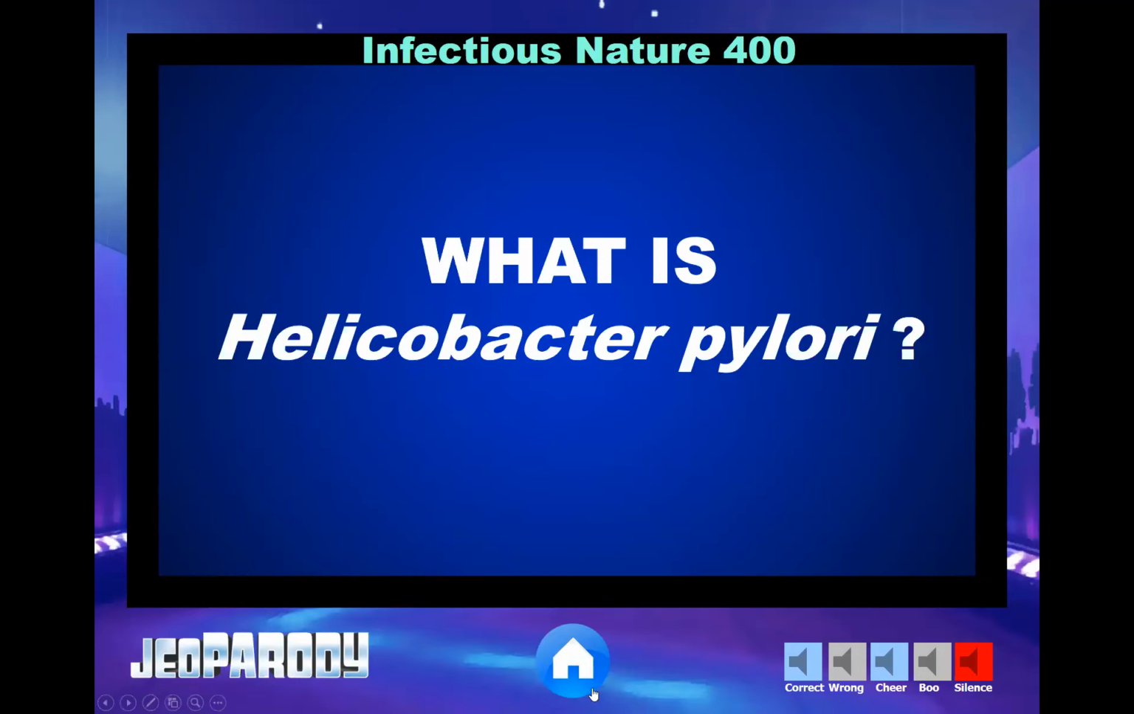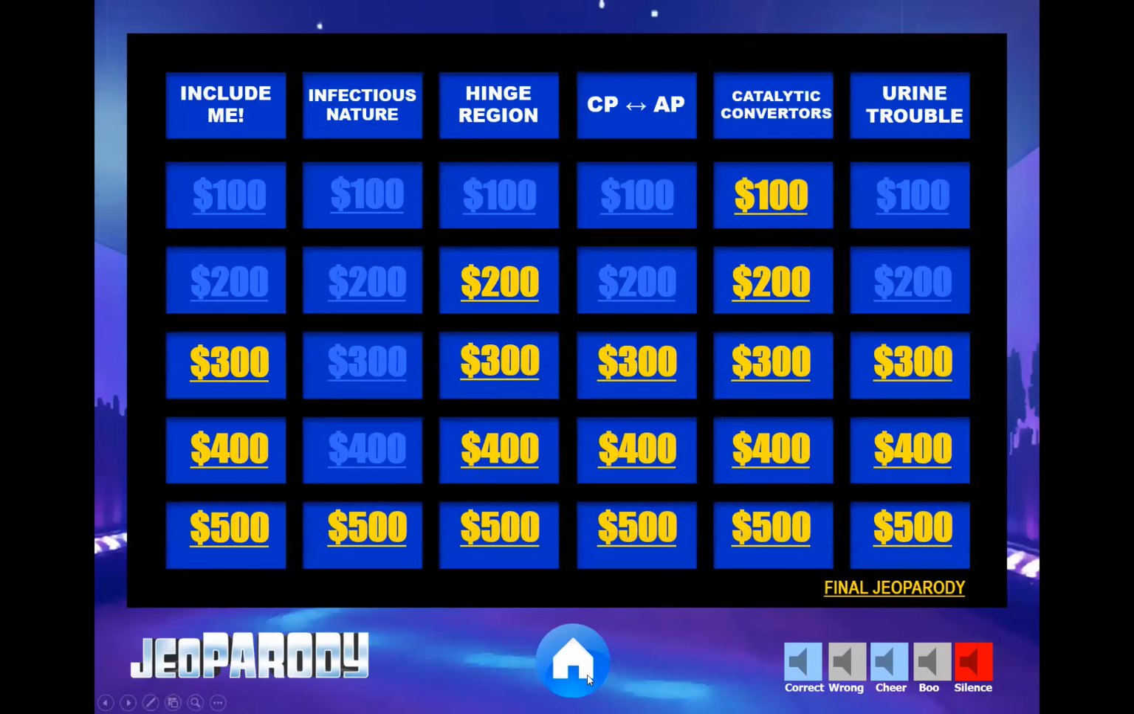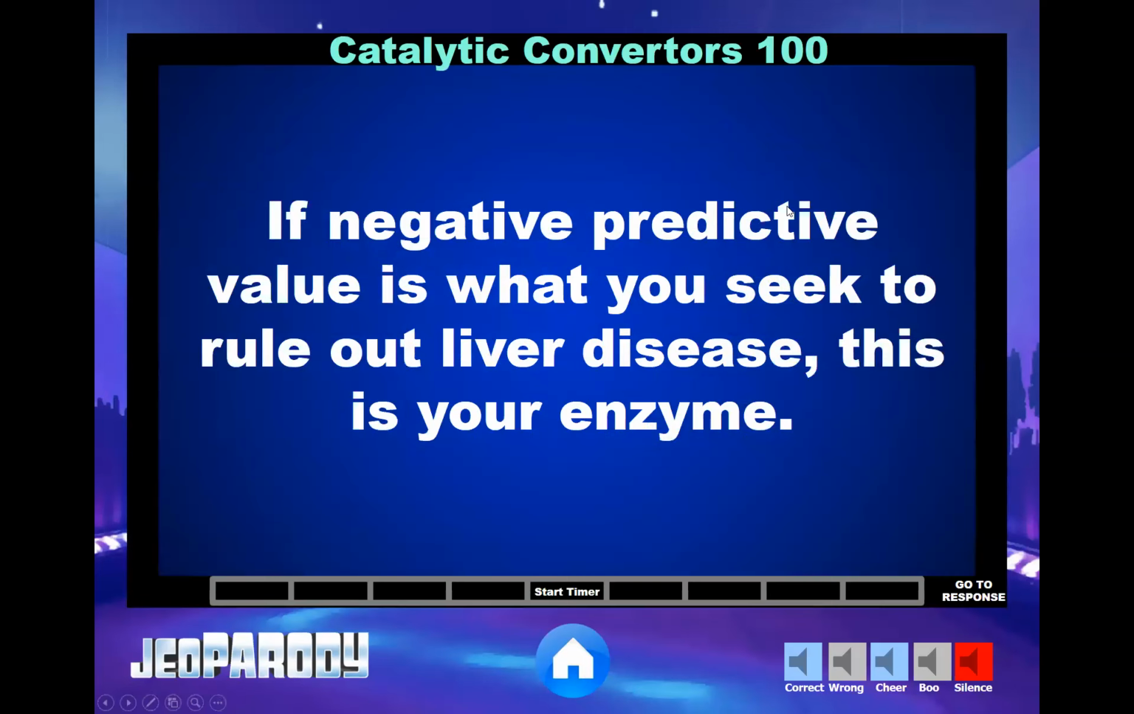So our anonymous attendee, again, give yourself 400 points. Where are we going next? Catalytic converters for 100, clinical enzymology. Let's see what's happening in this category. If negative predictive value is what you seek to rule out liver disease, this is your enzyme.